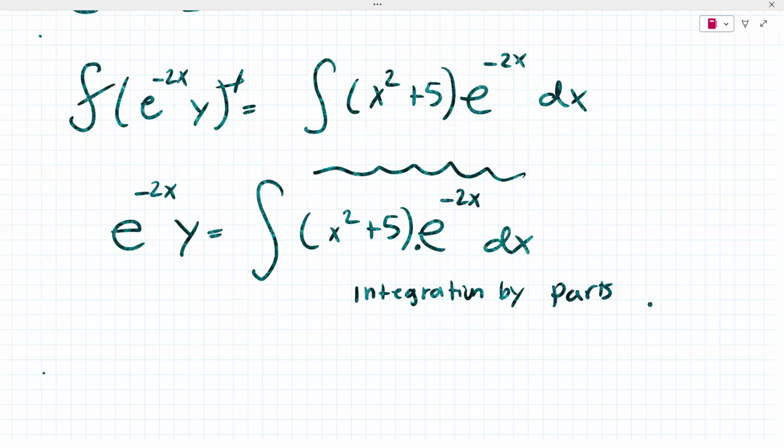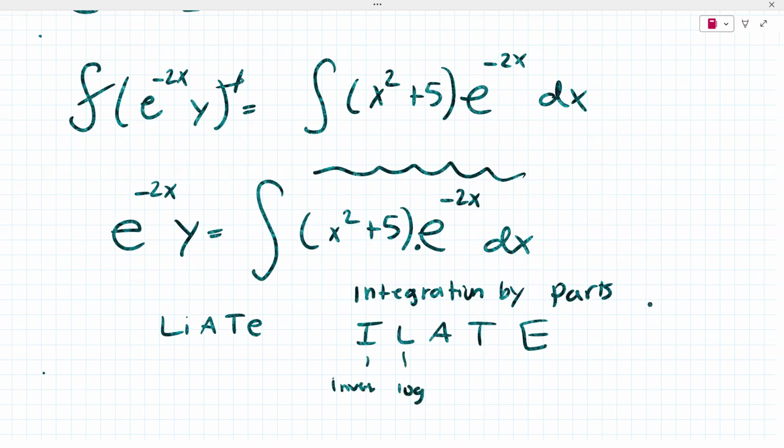So you can call it LIATE or ILATE, they all mean the same thing. The I stands for inverse, the L stands for log, the A stands for algebra.